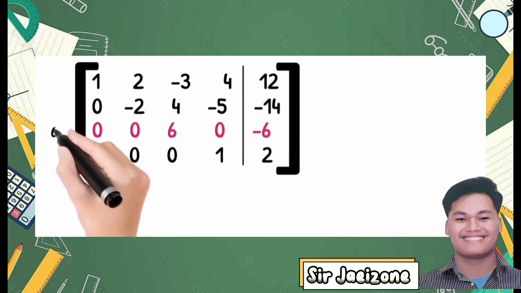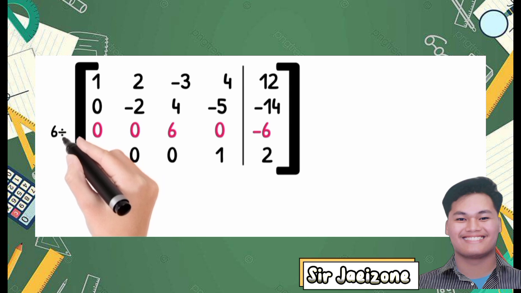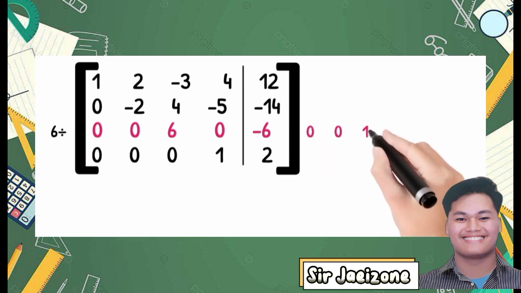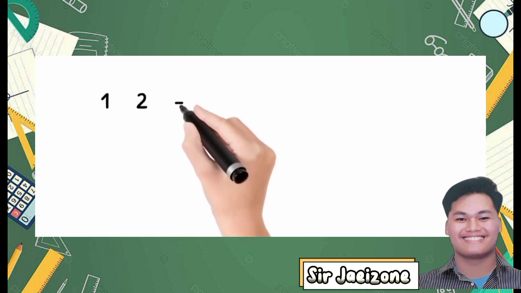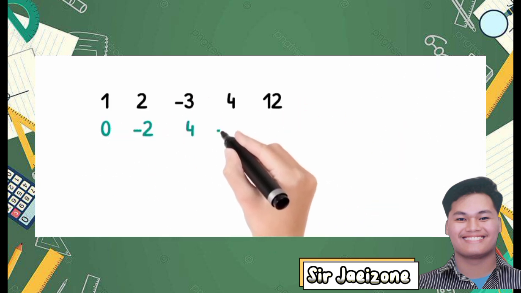To make the 6 from the third row 1, we just have to divide it by 6 so we can have 0, 0, 1, 0, and it will be the new row 3. We now have a new matrix.